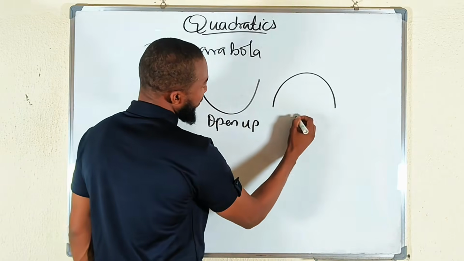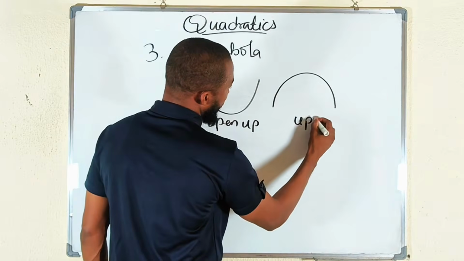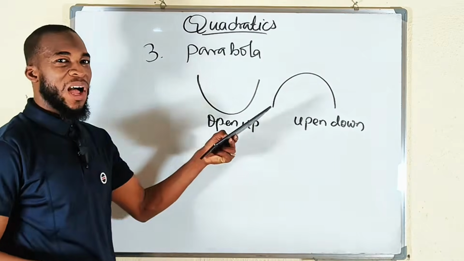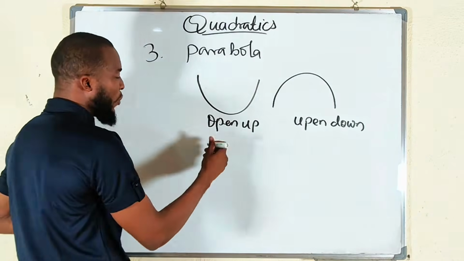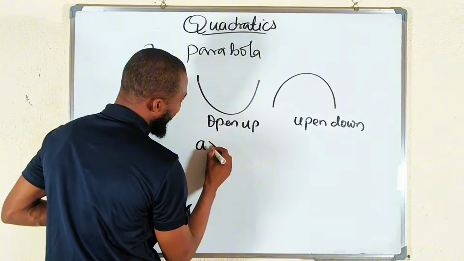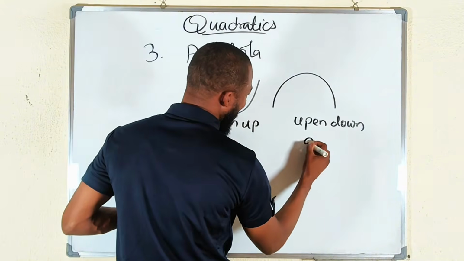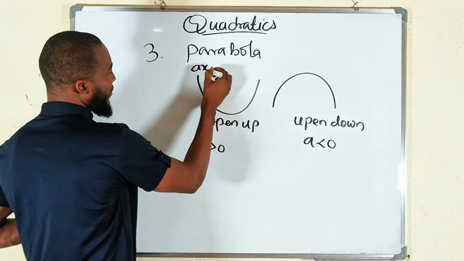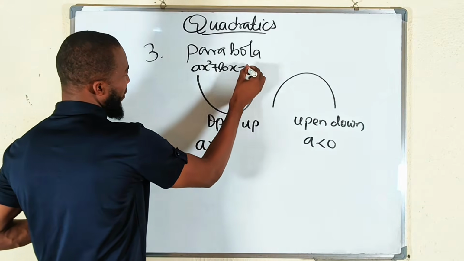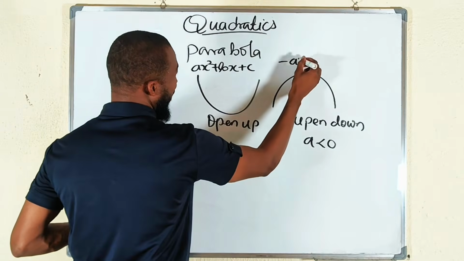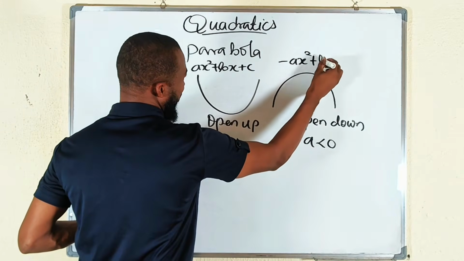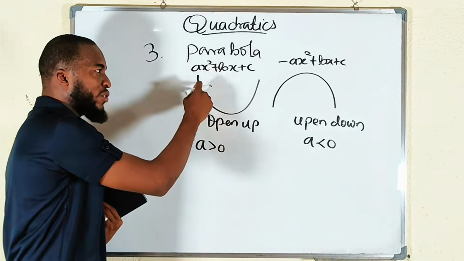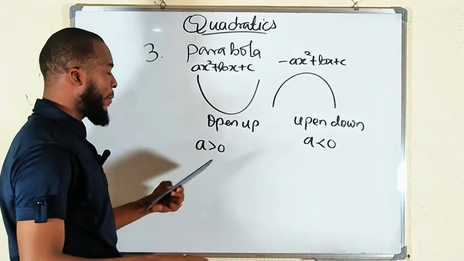Open up, and this is open down. So when do these two happen? This happens when a is positive. This happens when a is negative. So for example, here you may see ax squared plus bx plus c, and this one negative ax squared plus bx plus c. When the leading coefficient is positive, you should expect an open up parabola.